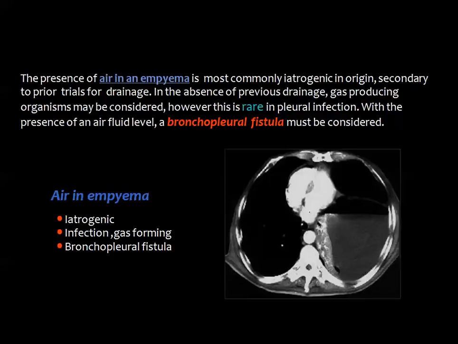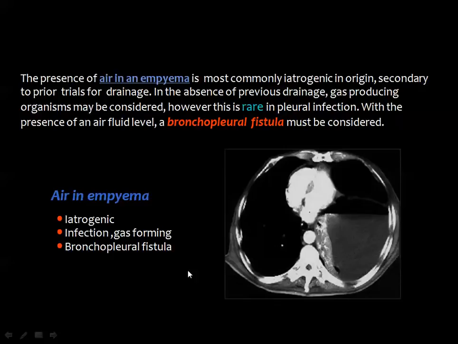Then, when to suspect the development of bronchopleural fistula, which is more seen in adults than in the pediatric age group. If you see a pleural fluid, and at some time the pleural fluid developed air inside, we have three possibilities for air developing in a pleural collection. Number one is iatrogenic, due to insertion of an aspiration needle or an intercostal tube. Number two is an infection with a gas-forming organism. Number three is the development of bronchopleural fistula.